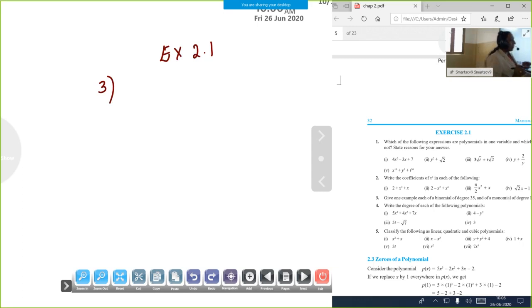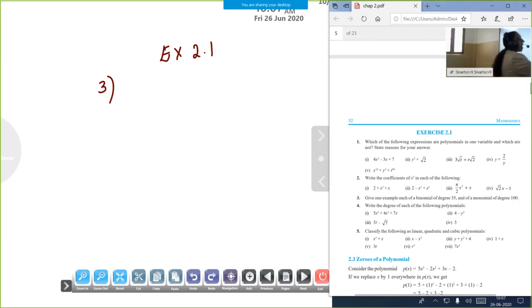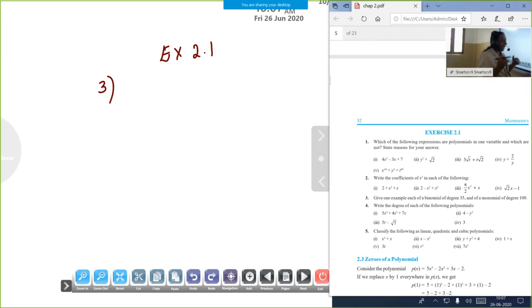Give one example. All of you read the question from the textbook. Give one example each of a binomial of degree 35 and a monomial of degree 100. You need to write one example of a binomial of degree 35. Binomial means we need two terms.